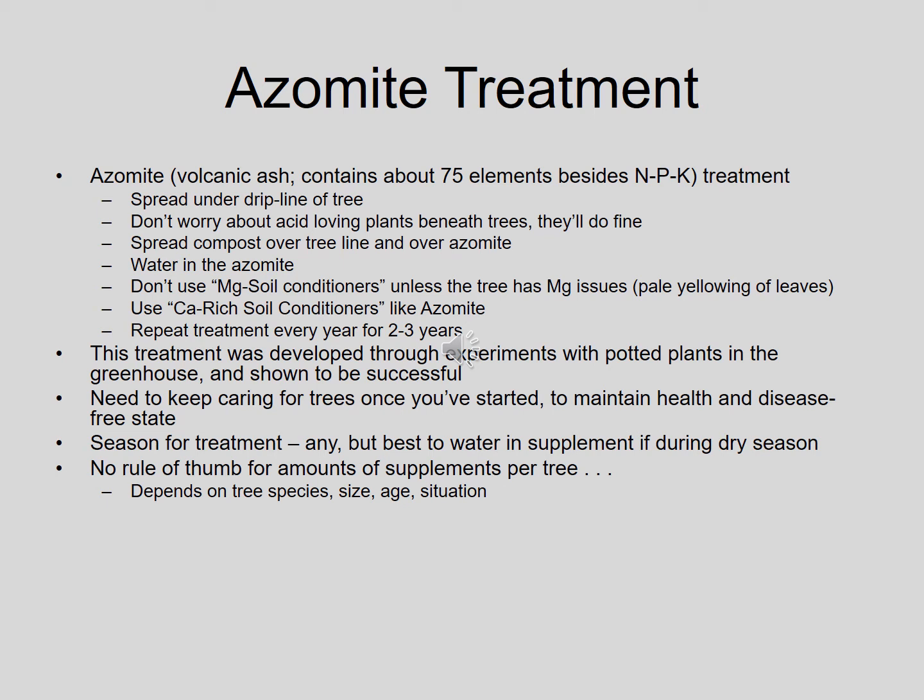If there are acid-loving plants beneath the trees, they'll be fine even if you spread this, even though it's more alkaline. Spread compost over that Azomite to add more minerals and nutrients, but just not too much, and water it all in. Don't use the magnesium soil conditioners unless the tree has a magnesium issue, which would show up as yellow paling of the leaves. And use calcium-rich soil conditioners instead, like Azomite soil sweetener with more calcium than normal. And repeat that treatment every 2 to 3 years.